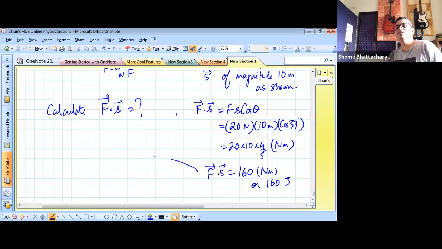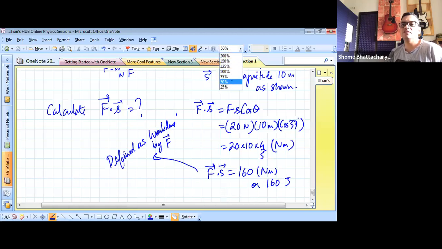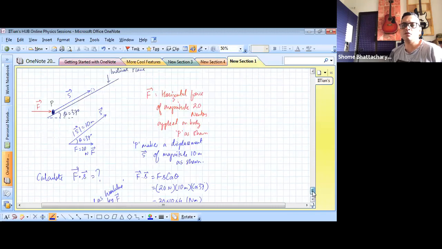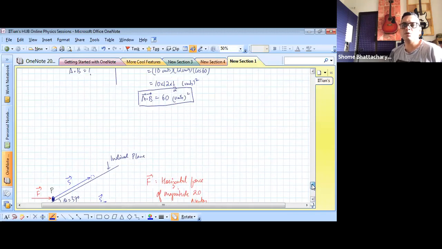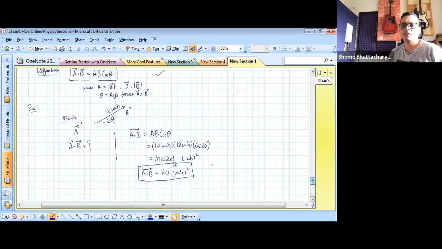Later we study in physics that this is defined as work done by the force. It's defined that way. So don't worry about the definition of work done just now. That will come in a chapter called work energy. This is another example of how we apply dot product. Start with this first example, then I'll take you to the one below. So anytime we are calculating the dot product of two vectors, we just apply this definition. It is magnitude of one vector multiplied by magnitude of the other vector multiplied by cosine of the angle between them.